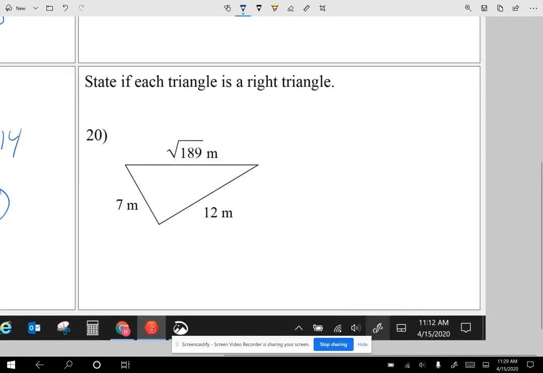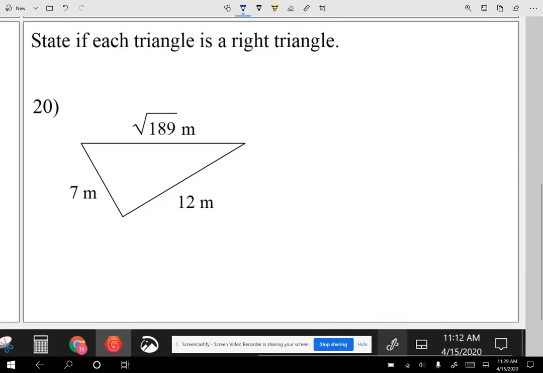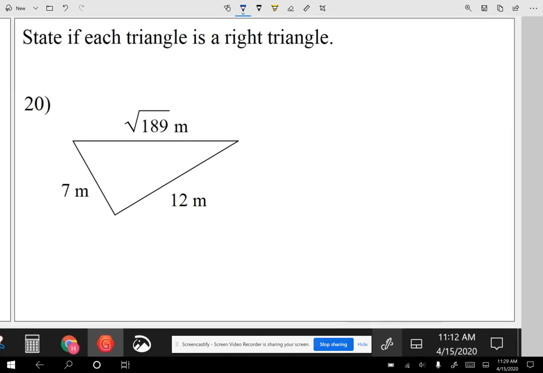Take a look at number 20. Going to square each of my numbers. 7 squared is 49. 12 squared, right? 12 times 12 is 144. The square root of 189 squared is 189. From these three numbers, the one that is biggest is 189. Once again, I always square each of my sides since I'm dealing with a squared, b squared, and c squared. So I already squared those, so that way I can see which one's bigger.